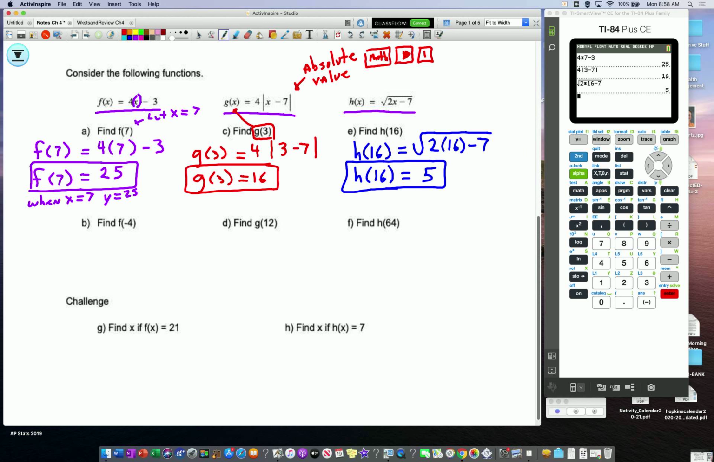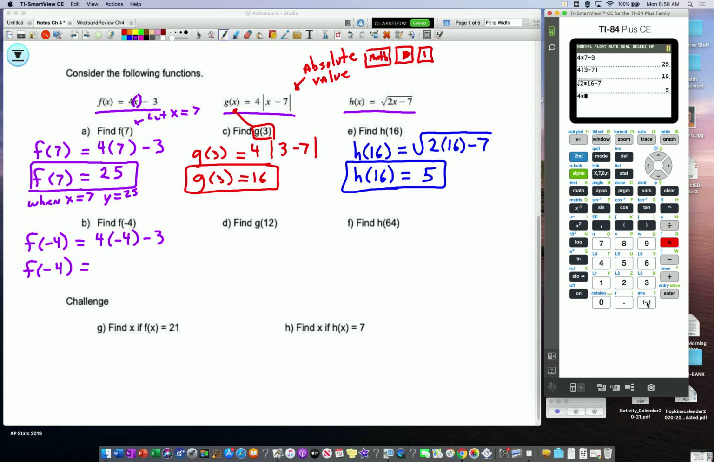All right, what I would suggest doing is pausing the video and seeing if you can do the next 3, but I'm going to just plug away on them. So here it says find f of negative 4. So f of negative 4 equals 4 times negative 4 minus 3. So f of negative 4, plug it into your calculator: 4 times negative 4 minus 3, and I get negative 19.